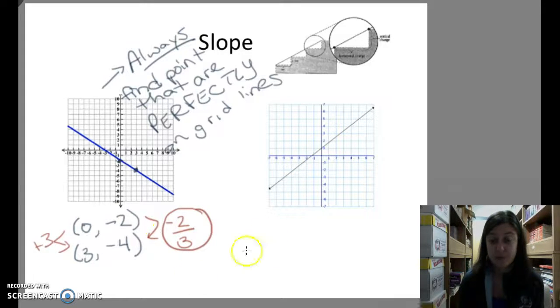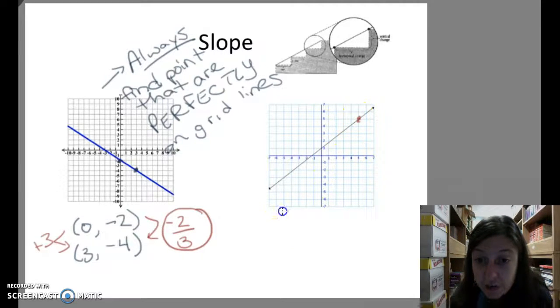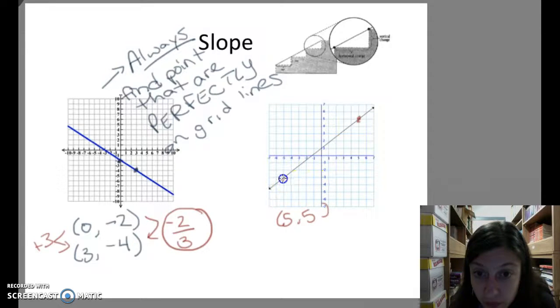-2/3. There we go. Let's find 2 perfect points on this one. Now this one doesn't go through perfectly, so we're not going to use that one. I'm going to use this guy right here, which is 5, 5. And then let's use someone over here. Let's use this one, which is -5, -3.